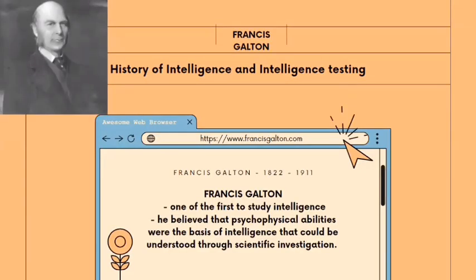So, history of intelligence and intelligence testing. Francis Galton is one of the first to study intelligence. He believed that psychophysical abilities were the basis of intelligence that could be understood through scientific investigation. Francis Galton defined intelligence as our best equipped sensory abilities.